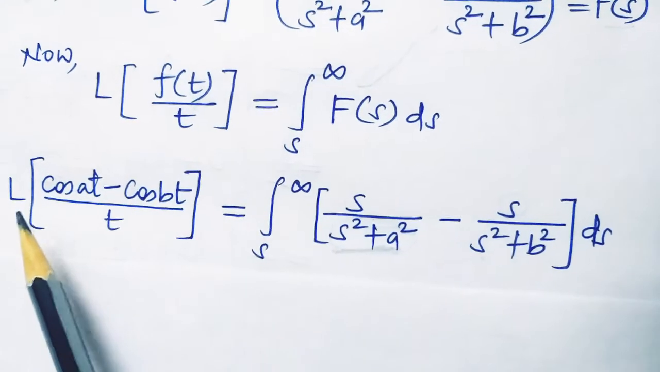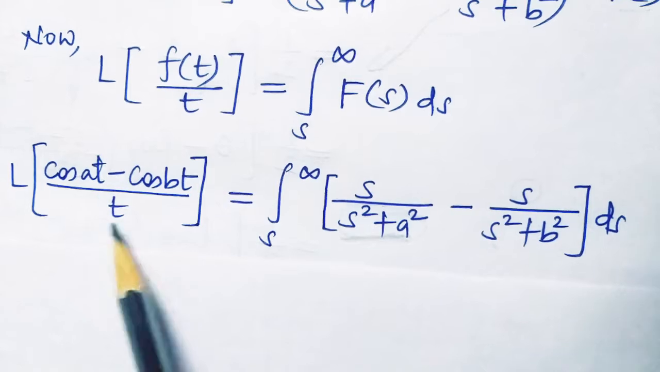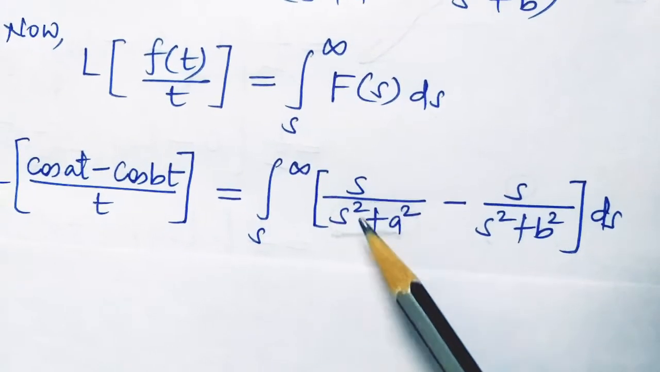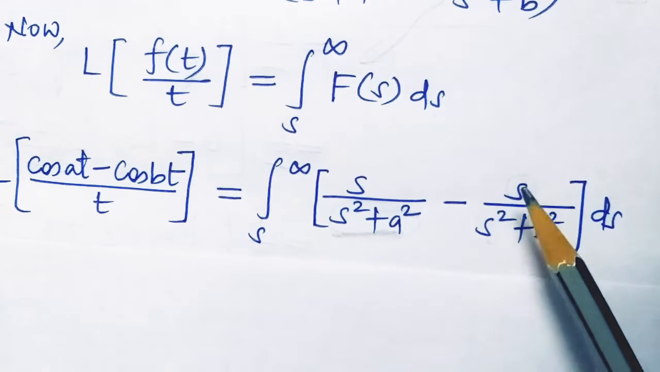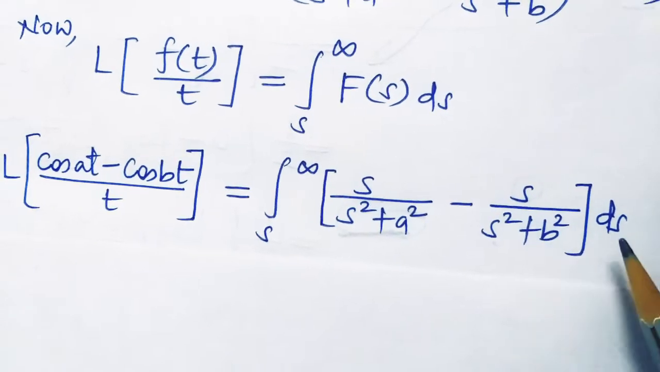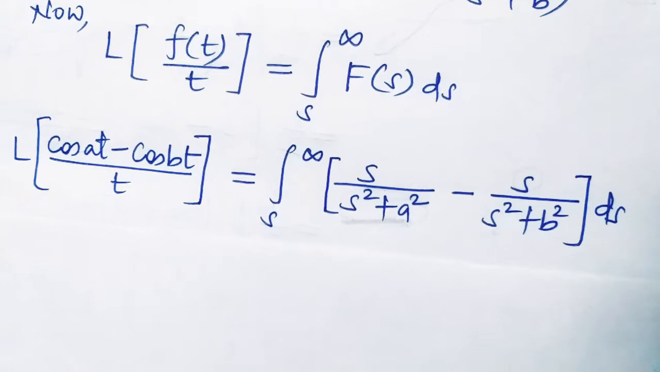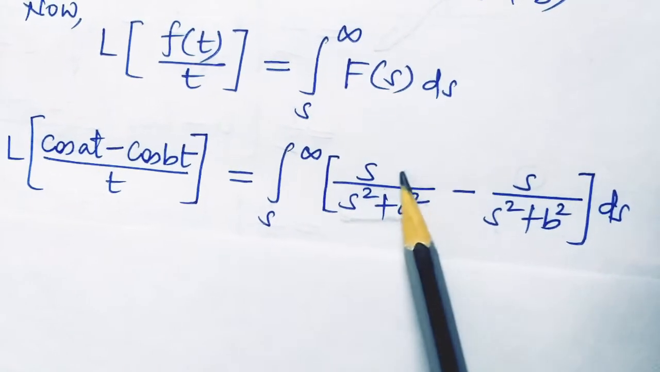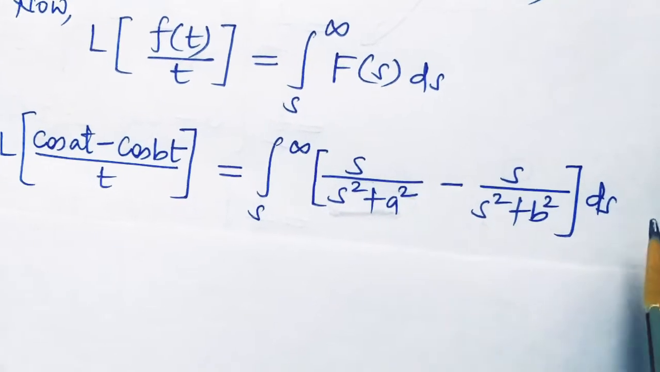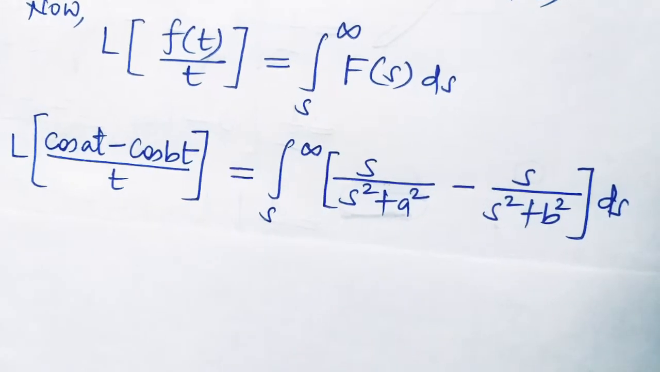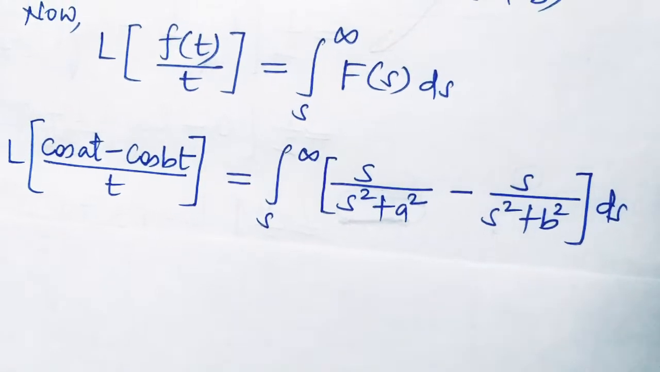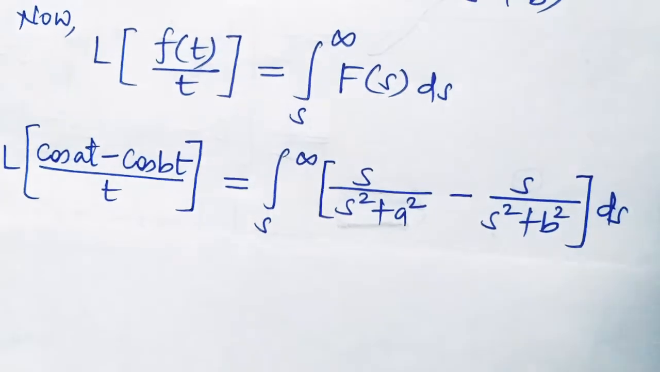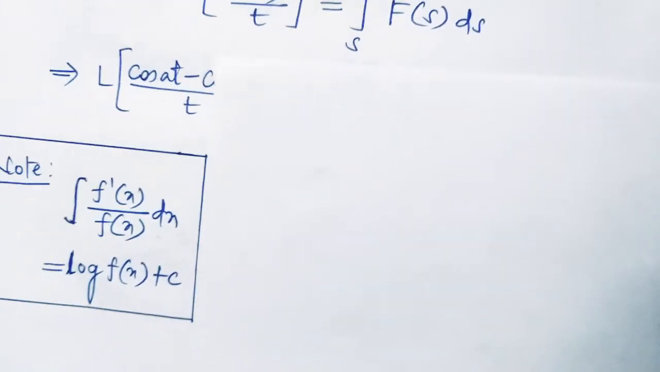So here Laplace of (cos at − cos bt) divided by t is equal to the integration between s to infinity of s divided by s square plus a square minus s divided by s square plus b square, with respect to s. Now further we can split them and integrate the first term as well as the second term with respect to s between s to infinity. But to proceed further, we can adopt the standard formula of integration.